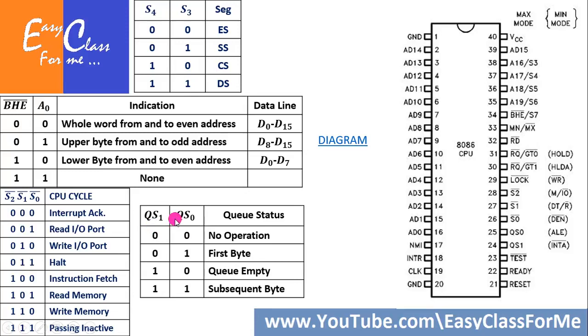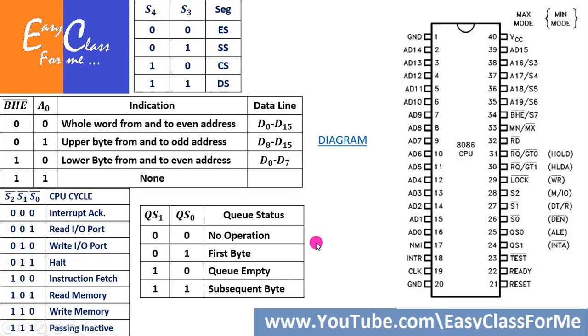The meaning of these pins is like this. When QS1 and QS0 is 00, it means that in the last clock cycle no operation has been done on Q. When it is 01, then the first byte of the instruction queue has been accessed in the last clock cycle. This tells you the status of what happened one clock cycle before to the Q. If Q was emptied, it will be indicated by a status 1 0, and if it is 1 1, that means a byte other than the first byte is used, which is called a subsequent byte. So this is about the status of this queue.